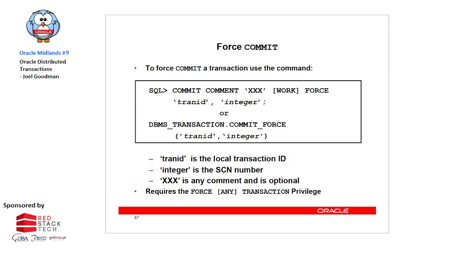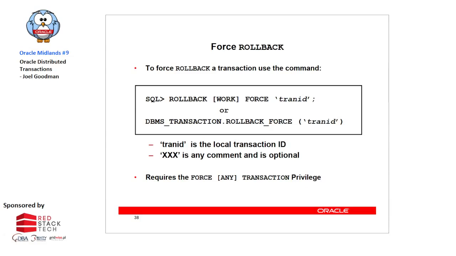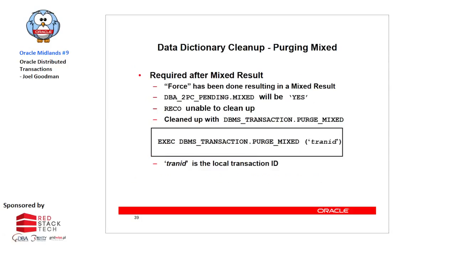XXX is a comment and is optional. And it requires a privilege as well. So not everyone could do a force transaction commit, typically a DBA. Same thing for force rollback. If you can read one, you could read the other. Now, the problem is that you could have mixed outcomes.